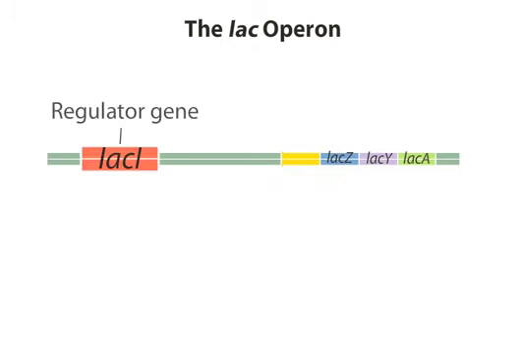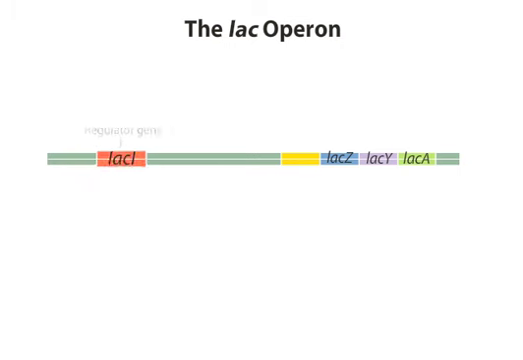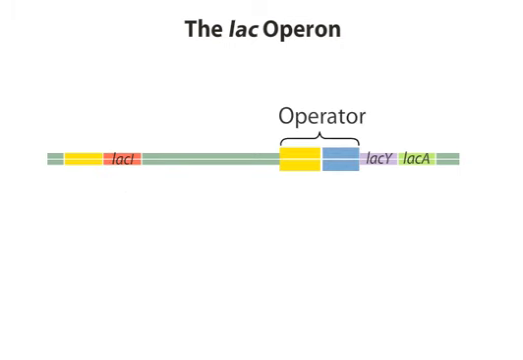The regulator gene, Lac-I, is located upstream of the structural genes. The Lac-I gene encodes a repressor protein and is controlled by its own promoter. This repressor protein may bind to a region of the operon called the operator. The operator overlaps the 3' end of the promoter and the 5' end of the Lac-Z gene.